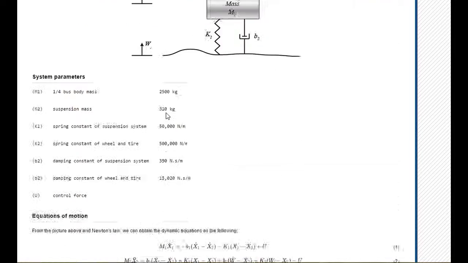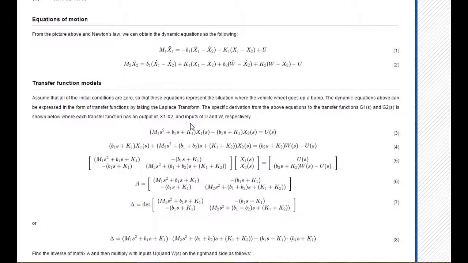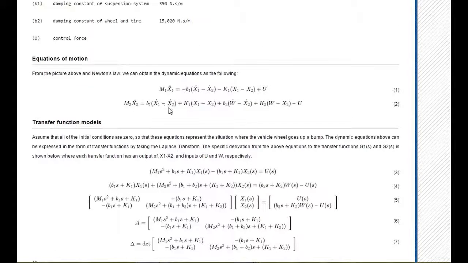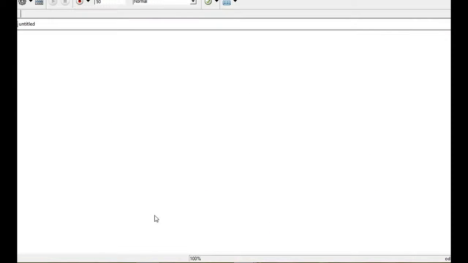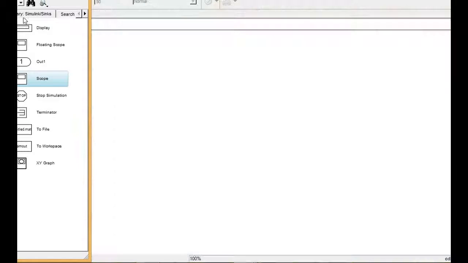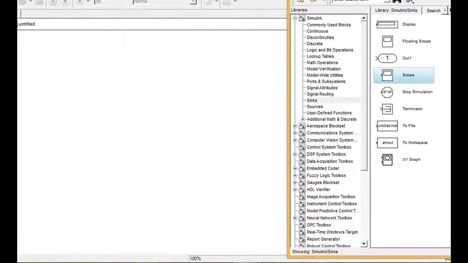So k1, and similarly for k2, x1 dot minus x2 dot into b1, that is damping, k1 into x1 minus x2, plus b2 into w dot minus x2 dot. So w dot represents the force or the error from the road or a pothole.